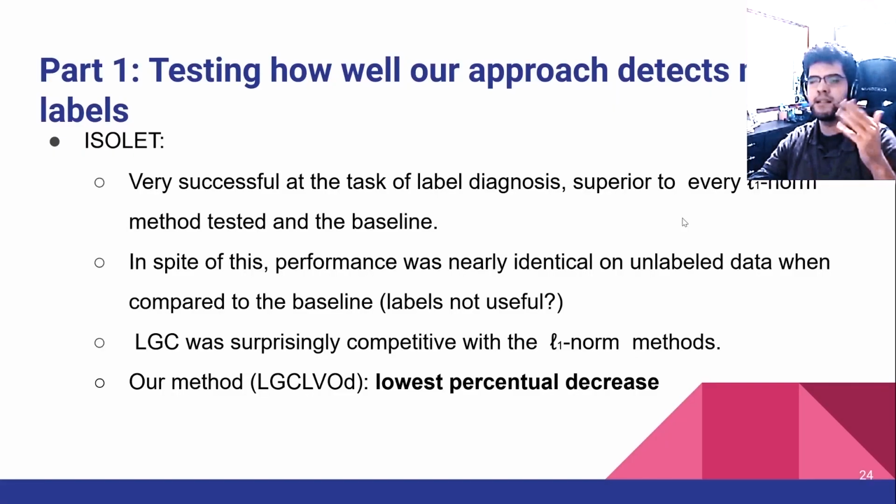So what we found out for isolate is that we were very successful at the task of label diagnosis. We're superior to every L1 norm method tested and also the baseline. In spite of this, performance was nearly identical on unlabeled data when compared to the baseline, which was a bit disappointing, but maybe it indicates that labels are not useful for this specific dataset benchmark, because we had actually a large amount of labels compared to what we usually have, and also lots of classes, and I think that multiple classes might make the problem actually easier to solve. So LGC, label spreading, was surprisingly competitive with the L1 norm methods and also our approach. However, our method did have the lowest percentual decrease, and overall was very competitive with the L1 norm methods.